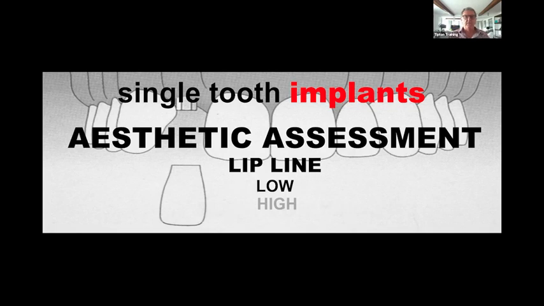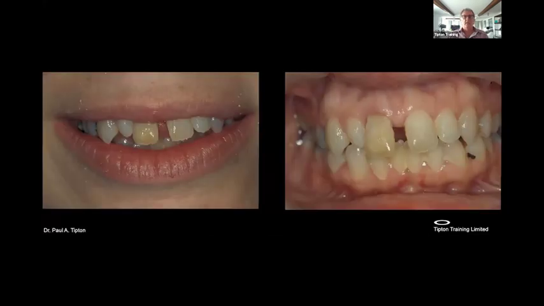And we can have 2 types of lip line. We can have the low lip line, the high lip line. Well, let's deal with both of those. First of all, the low lip line. The low lip line is an easy case for a single tooth implant, for an adhesive bridge, for conventional bridge. And why? Well, it's the obvious fact that we cannot see the join between the restoration and the gum.